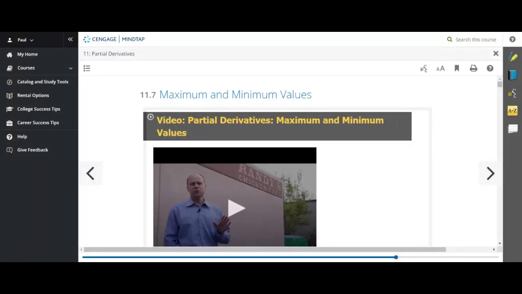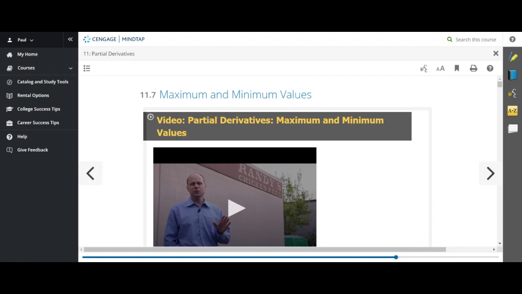So we are looking at section 11.7, maximum and minimum values. You will not have any formal homework on this section, but MATLAB assignment number 5 has a problem based on this section. And so I want to talk about this section a little bit with you.